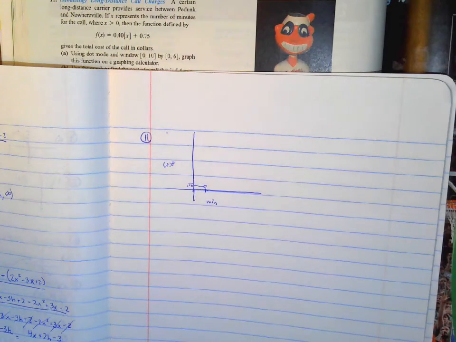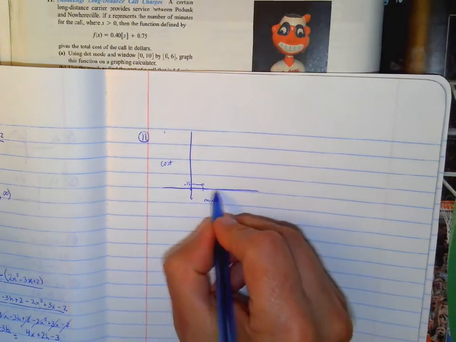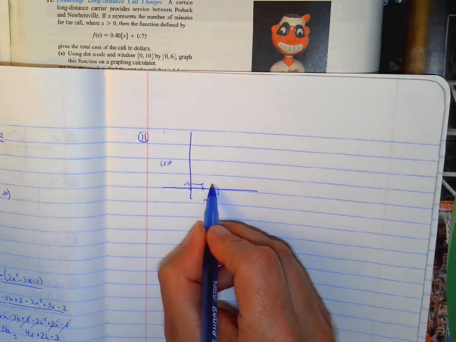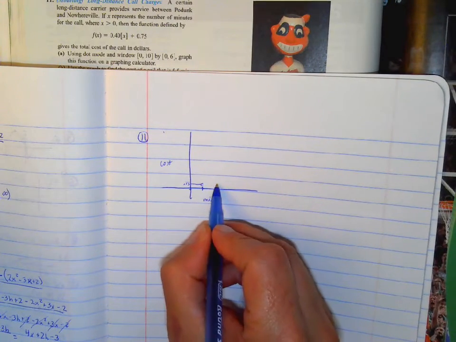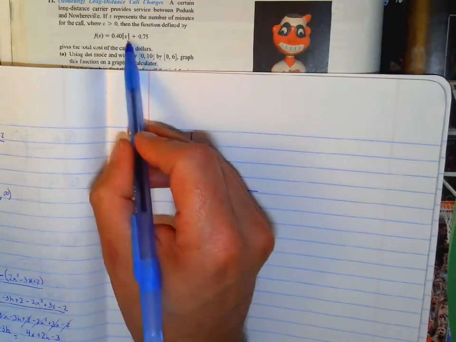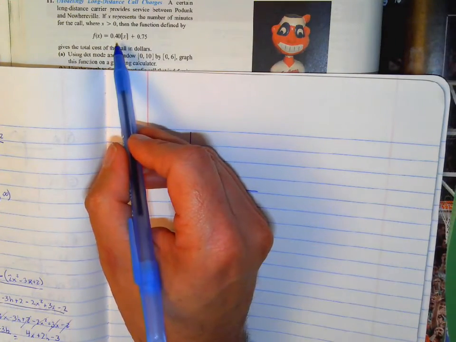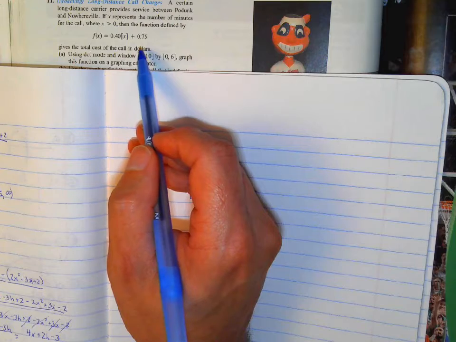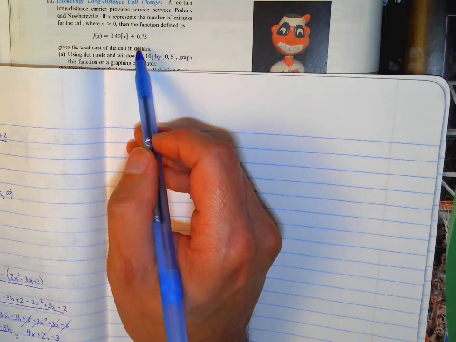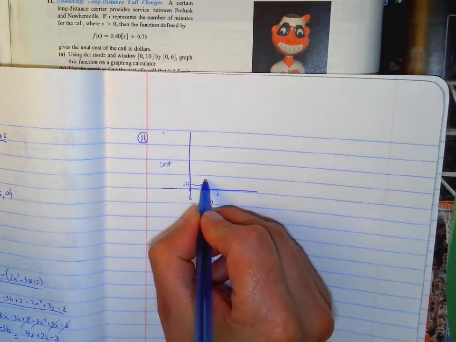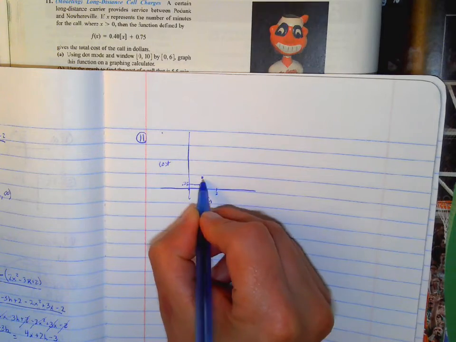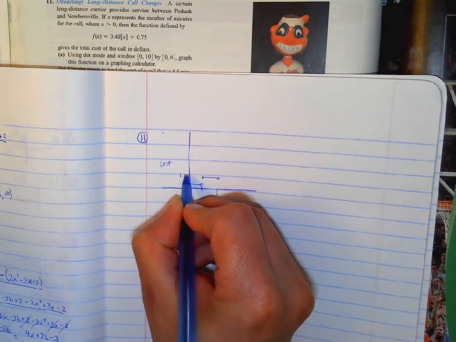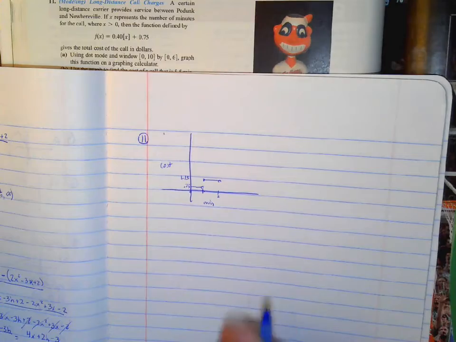Now, from 1 minute to 2 minutes, if it's 1.5, it rounds down to 1, right? 1.9 rounds down to 1. So 1 times 40 is 40 cents plus 75 cents gives us $1.15. So at 1 minute all the way up to 2 minutes, not including 2 minutes, it's at $1.15. That's how much the call is.